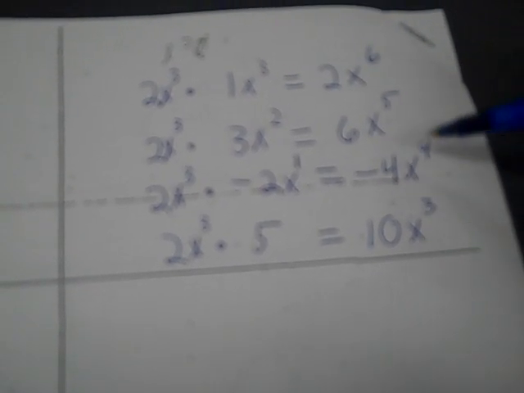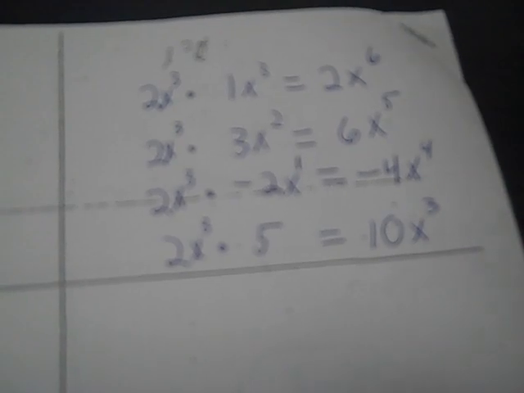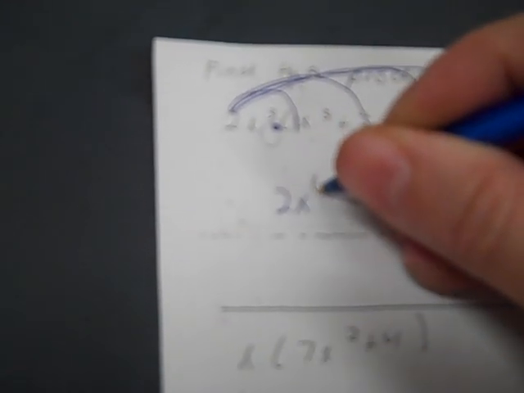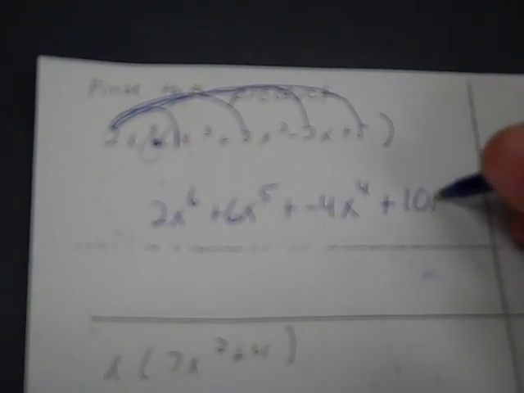Now I want you to look at these. Look at all your x's. Are all the powers the same, or are they different? They look like they're all different. So then if they're all different, I just simply write 2x to the 6th, plus 6x to the 5th, plus negative 4x to the fourth plus 10x to the third, okay? And that's your product. It's kind of confusing.